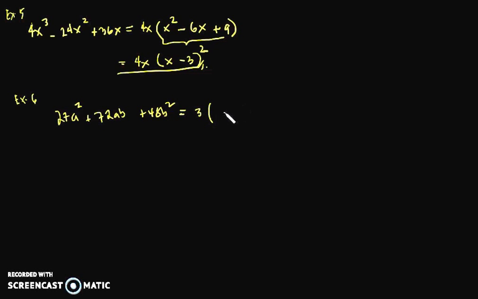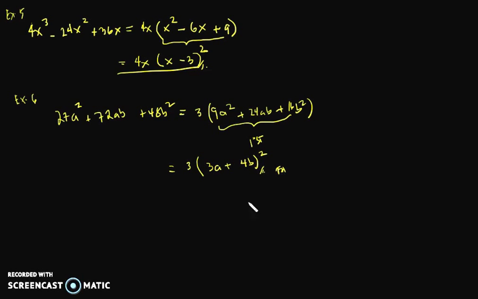Then factor it out, that gives you 3 times 9a squared plus 24ab plus 16b squared. So is this a perfect square trinomial? Let's check. We can express this as a perfect square, also this one, 4, 3, 12, 24. So we're good. So that would be 3 times the quantity 3a plus 4b squared. So this would be your final answer.